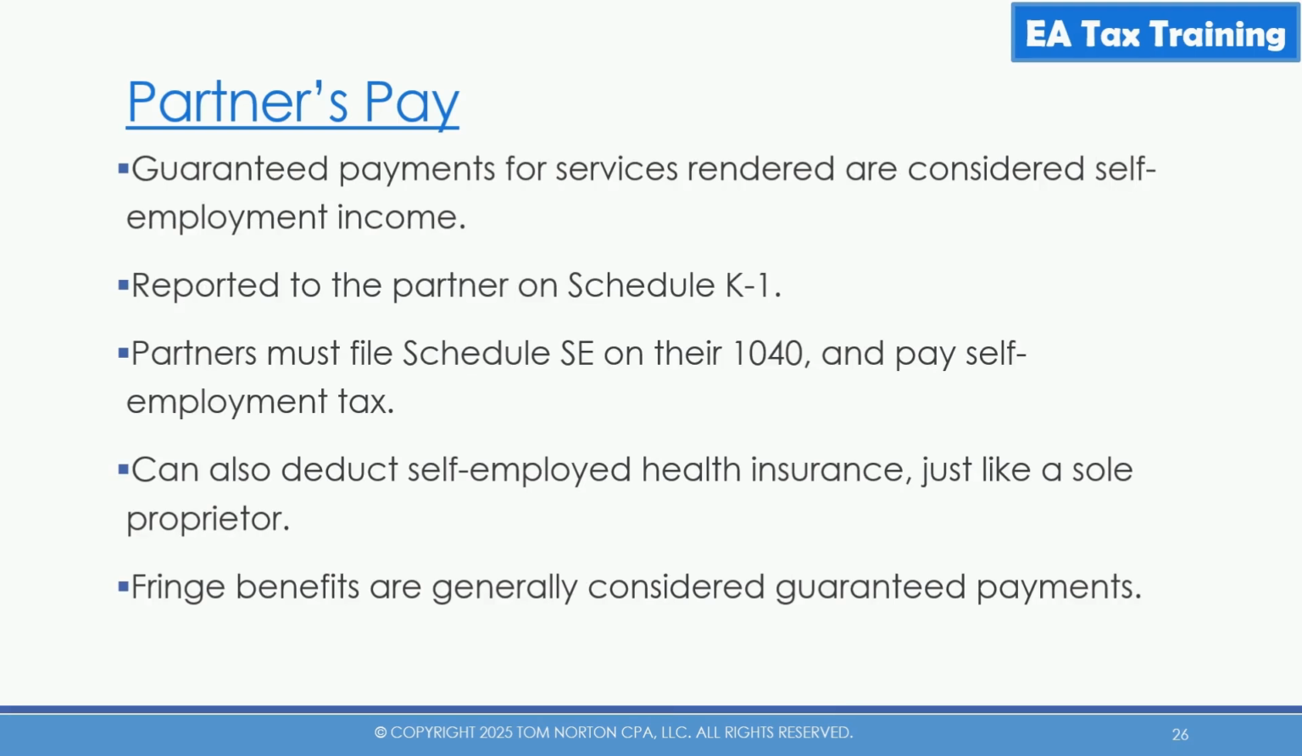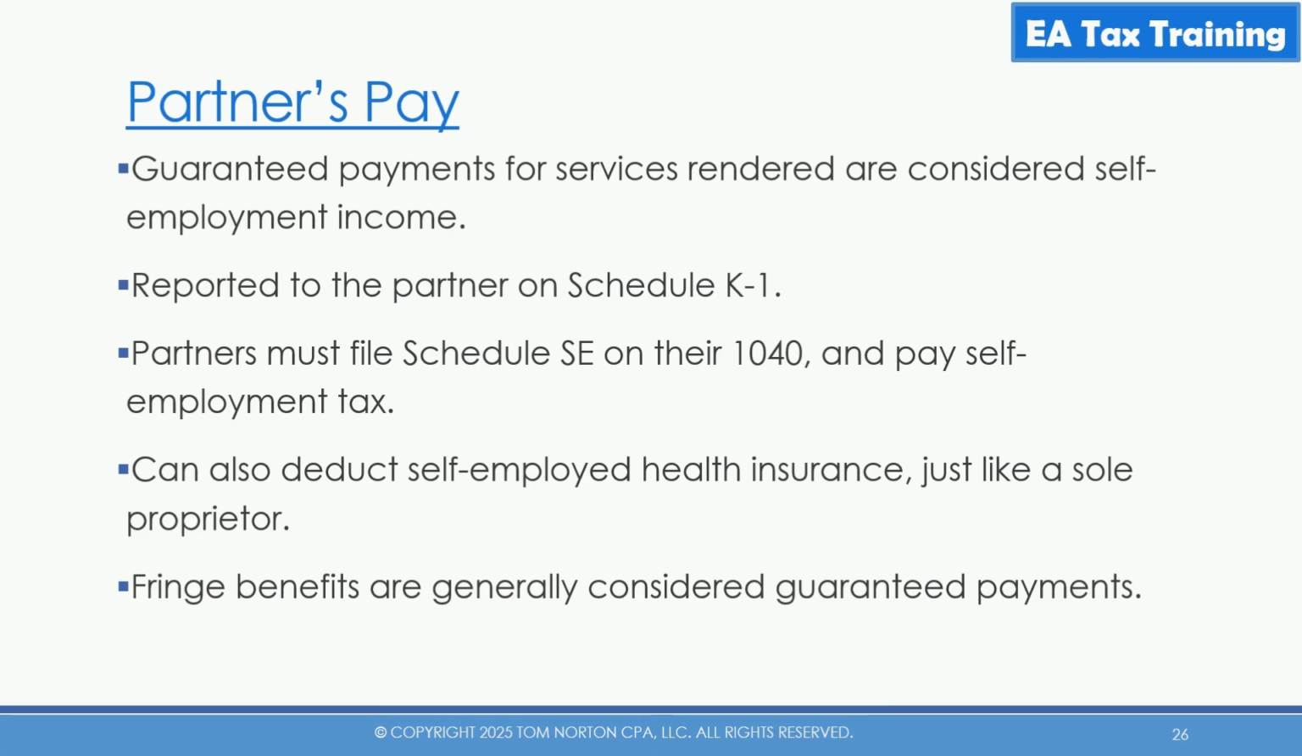For the partner, guaranteed payments for services rendered are considered self employment income. Again, if they're guaranteed payments for the capital, they're not self employed income, but for services rendered, they are. They will be reported to that partner on their Schedule K1, and then the partner must file a Schedule SE on their 1040, just like a sole proprietor, and pay the self employment tax. And they can also deduct self employed health insurance, just like a sole proprietor, as long as they qualify.